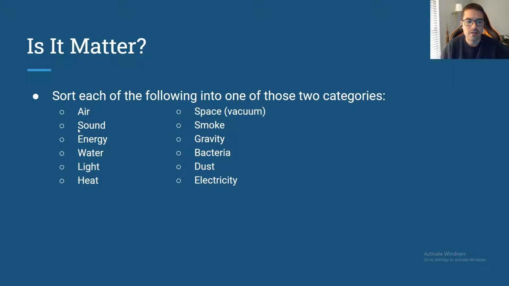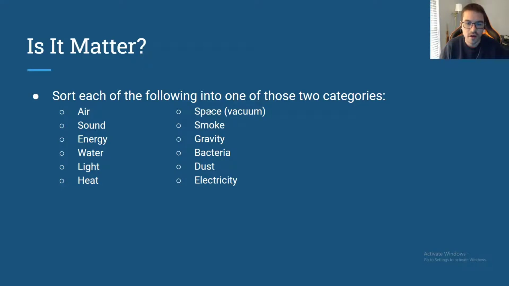Sound does not have mass. Sound is a wave that goes through matter and your ears can pick it up and translate it into noises, but sound is not matter. Neither is energy, and neither is light or heat. Okay, so actually most of this first column here is not matter. These things don't have mass. The exceptions are air, like I mentioned before, and then water. That's an easy one, right? Water, you could pick it up, it clearly weighs something, and it clearly takes up space.